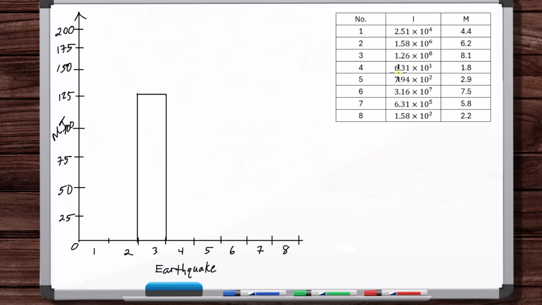All right, 3.16 times 10 to the 7th, that's 31.6 megajoules. So 25 and then 12 and a half is like 37. So the sixth earthquake is somewhere around there, I guess. Okay, what's next? 1.58 times 10 to the 6th, so 1.58, 12 and a half, and then 6 and a half. I mean, we're not even going to be able to see this bar. It's something like that.